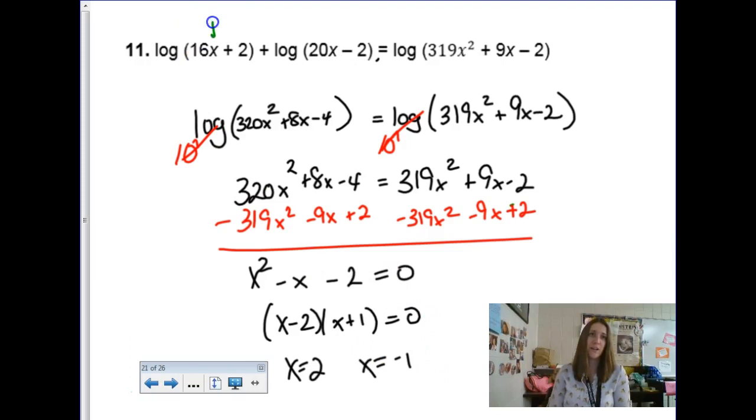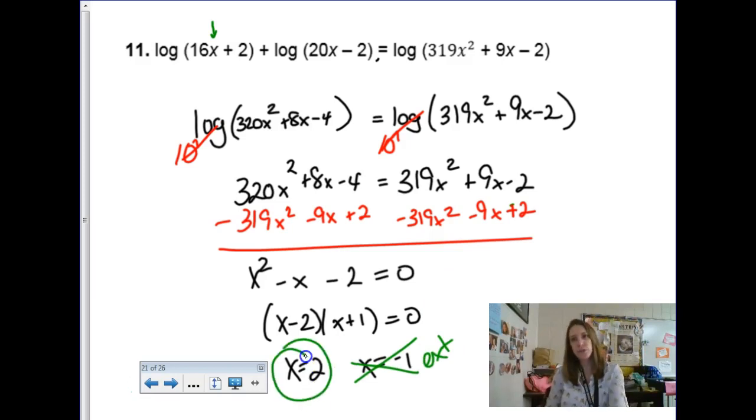For instance, right here. If I plug a negative 1 right there, it's going to be log of negative 16 plus 2, which is log of negative 14. That can't happen. So that's an extraneous solution. It'll give us non-real solutions. The only acceptable solution is x equals 2.